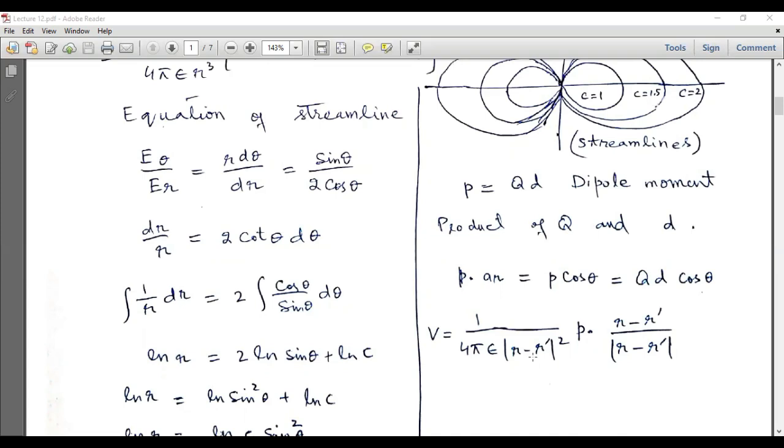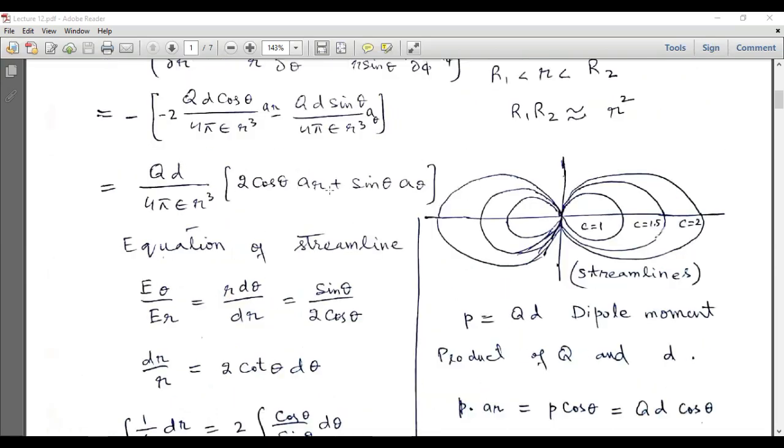And if the dipole is not present at the origin, then it will become 1 over 4 pi epsilon, magnitude of r minus r dash square, into p dot a_r, and a_r is equal to the vector r minus r dash divided by the magnitude of r minus r dash. So this is the expression of potential due to a dipole at point P, and this is the expression for electric field due to a dipole at point P.